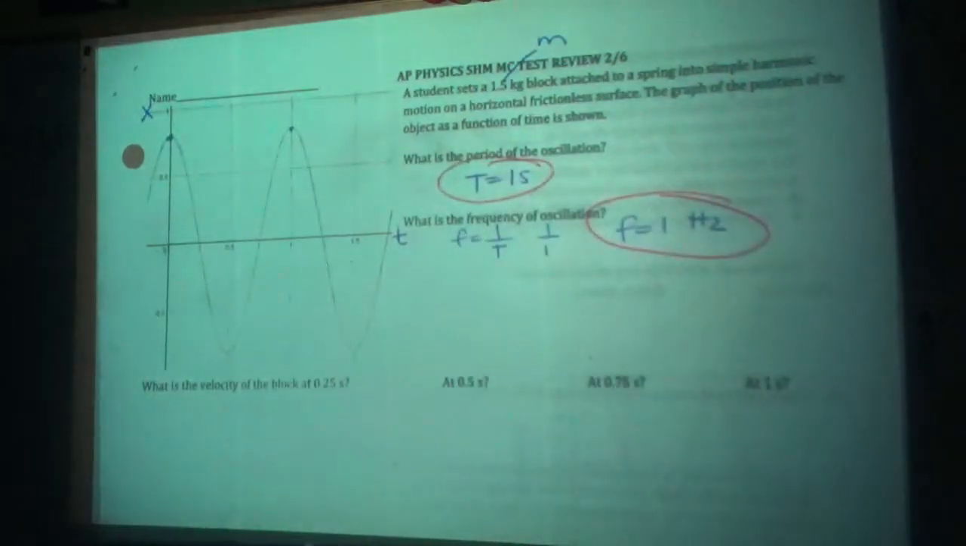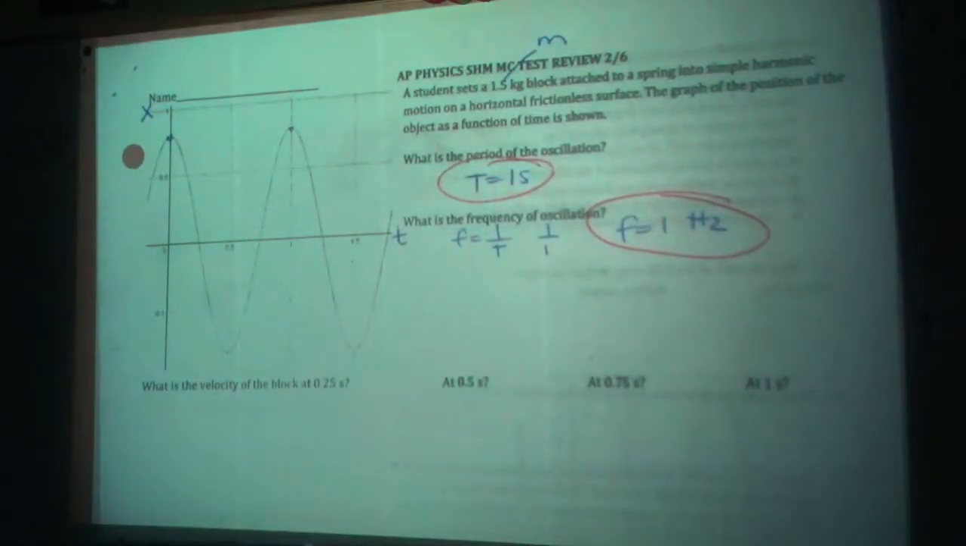And then your frequency is 1 over the period. 1 over 1 just gives me a frequency of 1 hertz. And remember, the definition of frequency is how many oscillations you get in a single second. Well, in 1 second, I get 1 full oscillation, so that makes sense.